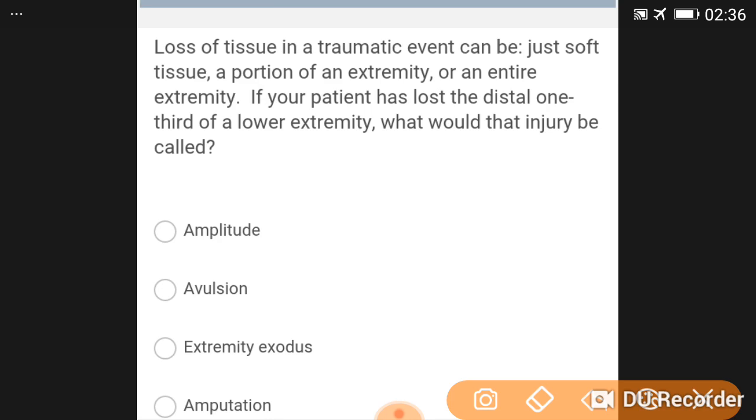Loss of tissue in a traumatic event can be just soft tissue, a portion of an extremity, or an entire extremity. If your patient has lost the distal one third of a lower extremity, what would the injury be called? Amputation.